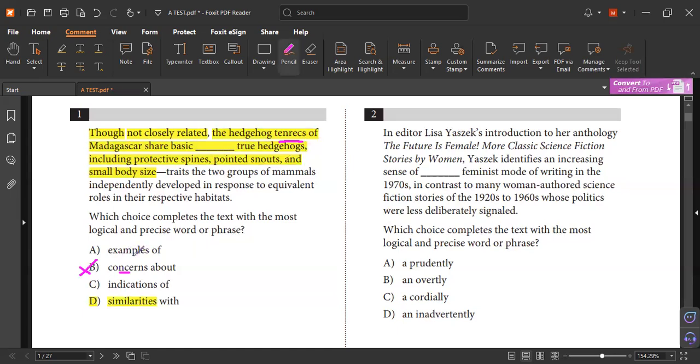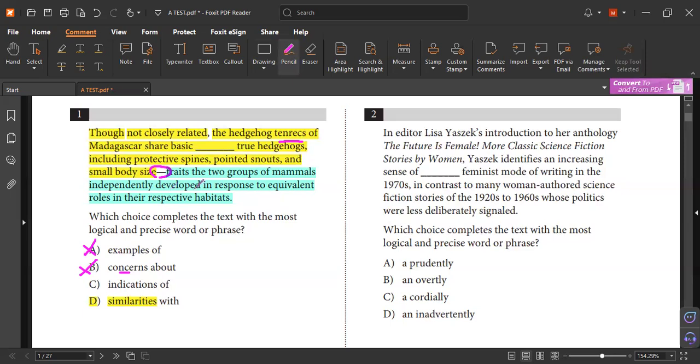Okay, but how about A? I'm not talking about they show examples. Do you feel it? As he mentioned here, after the dash, we have an explanation of something mentioned before the dash. Do you remember in writing? So this is one explanation to help you. What do you need here? He said traits the two groups developed for equivalent roles. Equivalent means the same, just like similar. So it's not examples. So A is wrong.